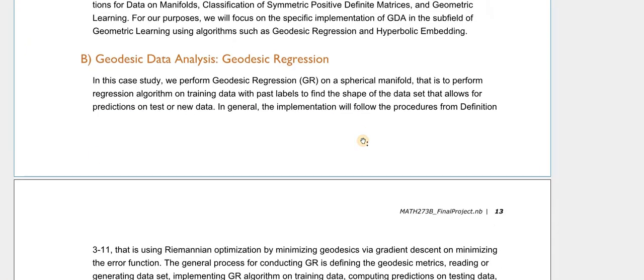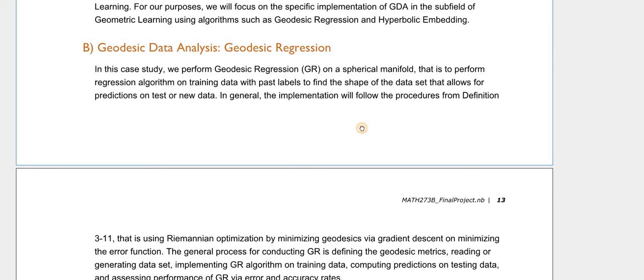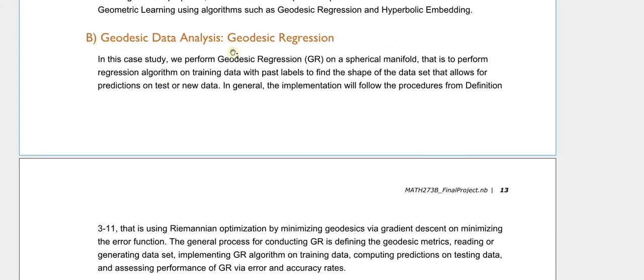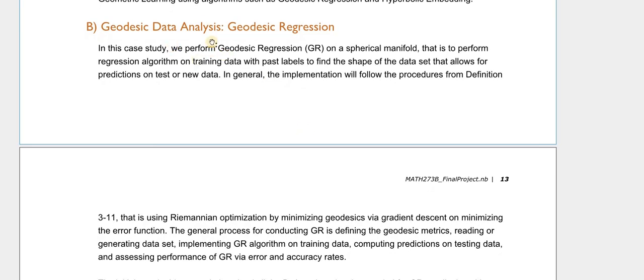So instead of talking about it and computing, let's actually implement it. For our first case study, we have the geodesic regression. In this geodesic regression, we will create a spherical manifold, and we will perform a regression algorithm on past training data with future labels to find the shape of the data set that allows us to predict on test or future data.